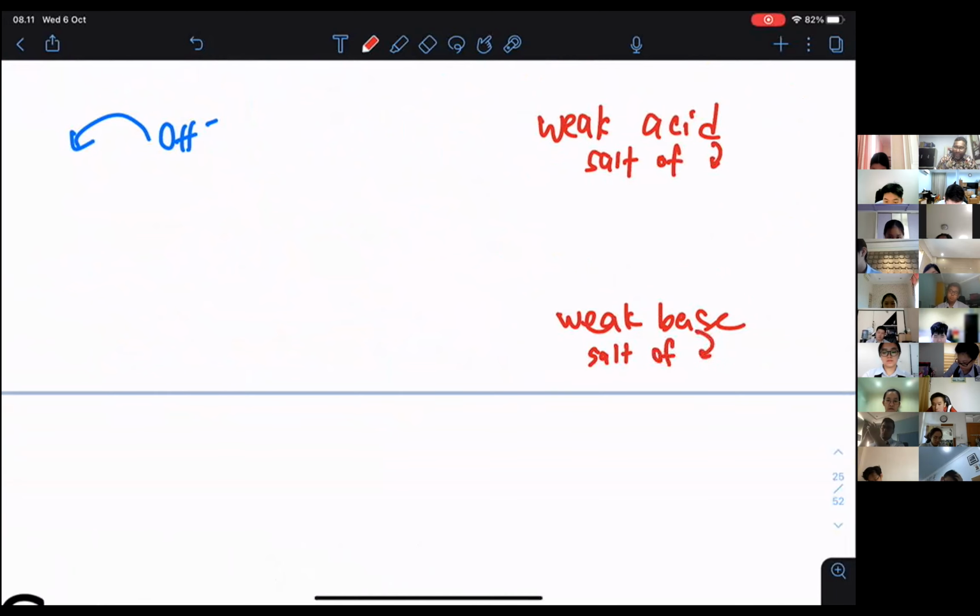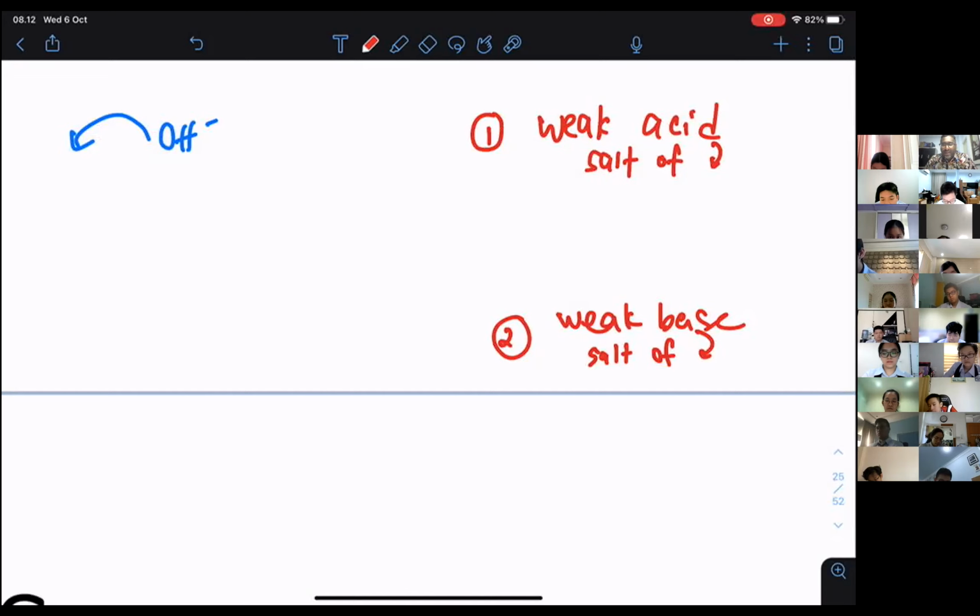For a buffer to happen, you can have two types of buffer. They call it acid buffer and base buffer. Whichever it is, it must have a weak acid and the salt of the weak acid, or a weak base and the salt of the weak base. Now that leads to another question.